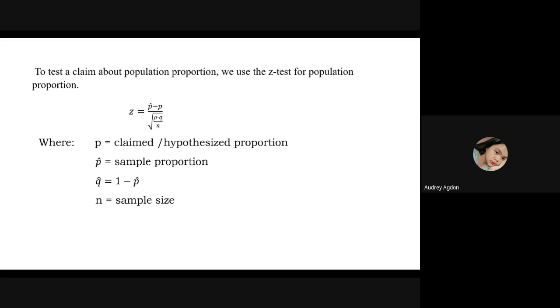To test the claim about the population proportion, we use the z-test for the population proportion. So z is equal to the sample proportion minus the population proportion, all over the square root of p times q divided by n, the sample size. This is q, it's not q hat. And p hat is called the sample proportion.